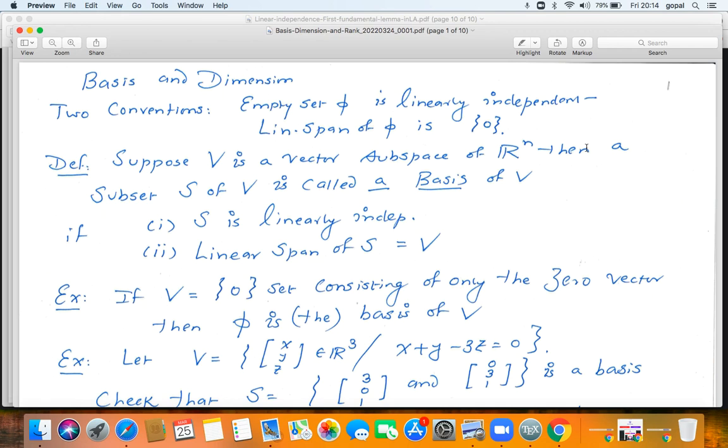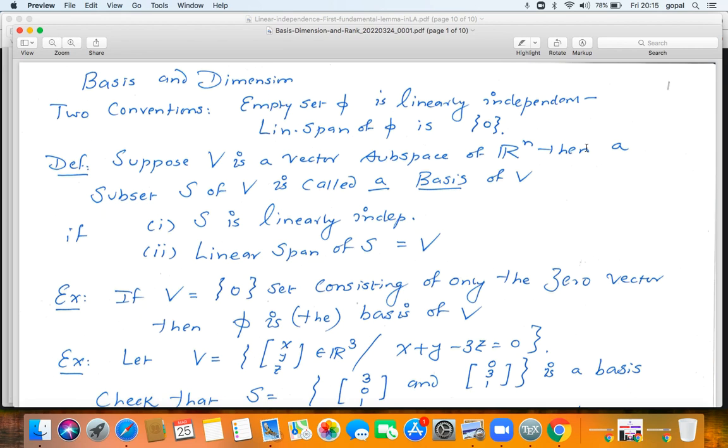Now let us come to the definition of a basis. Suppose V is a vector subspace of Rn, then a subset S of V is called a basis of V if two things happen. First, that set should be linearly independent. And the second most important thing is that the linear span of S is V. S must generate V. S must be a generating set for V.